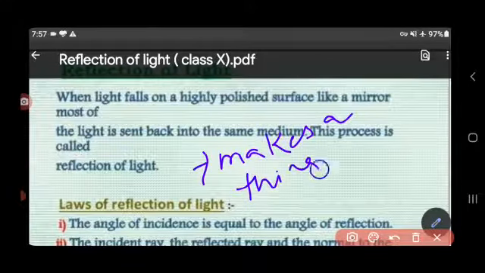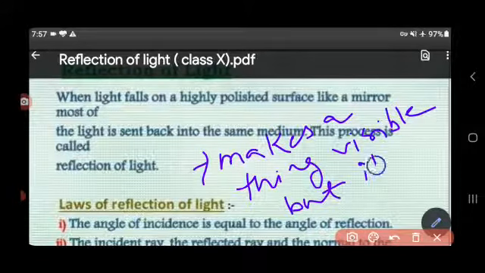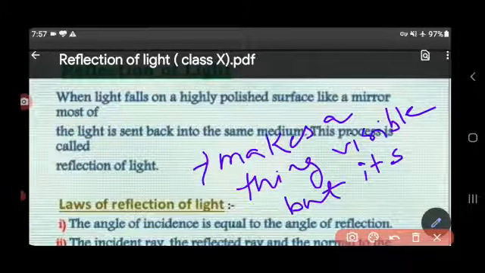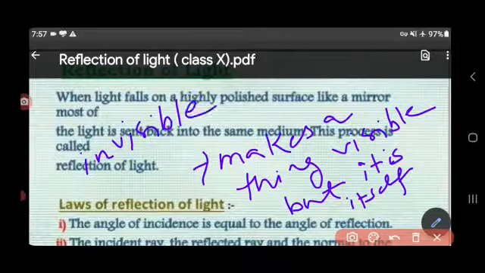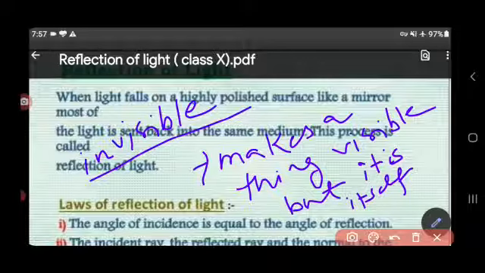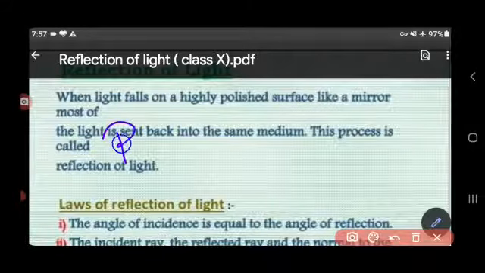Another important topic is that light shows dual nature. Some properties of light like reflection, refraction, etc. can be explained by considering light as particle. Light particles are called photons. So some properties like reflection, like refraction, etc. can be explained by considering light as particle.